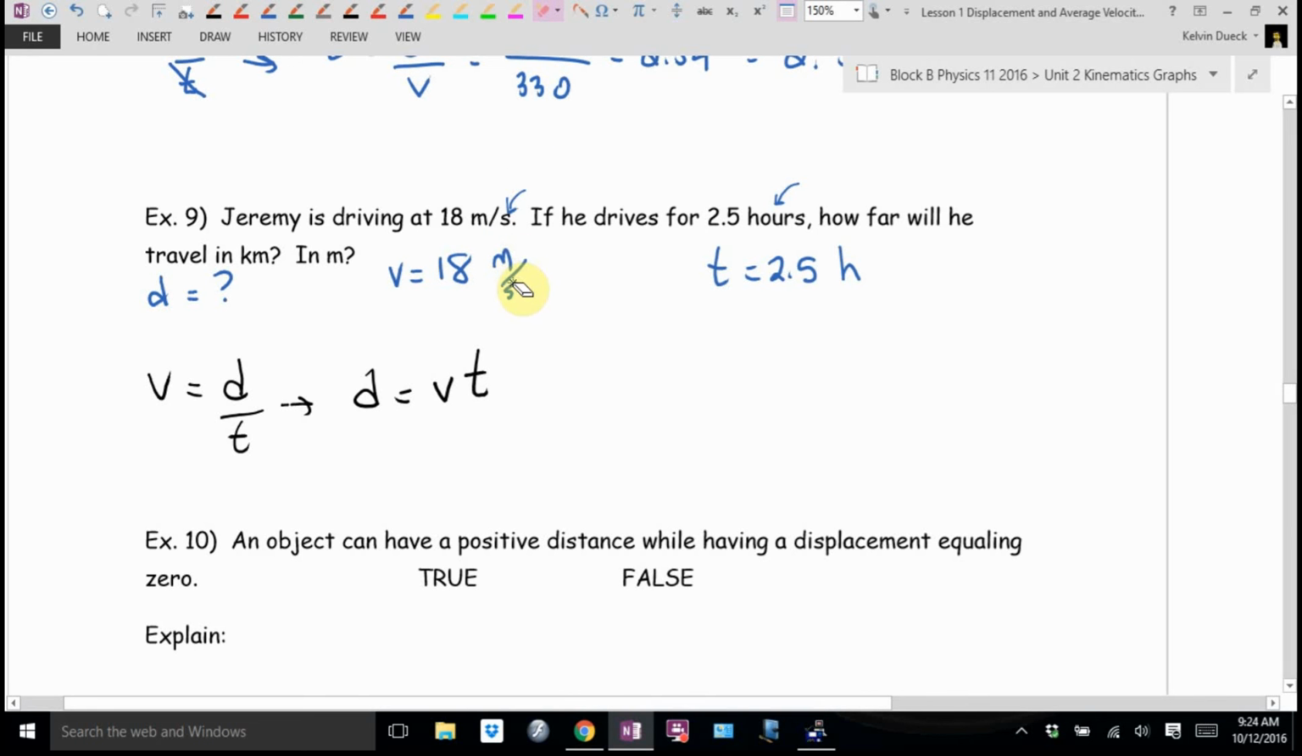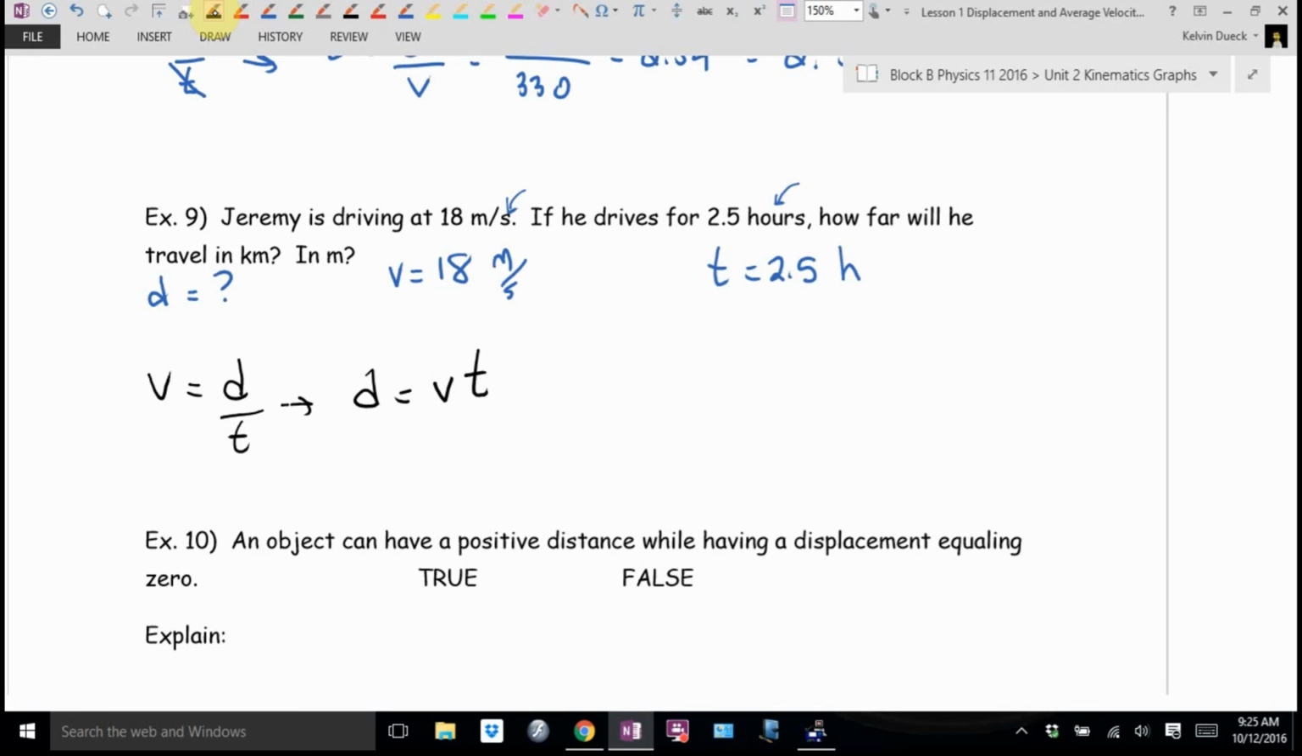18 what? 2.5 what? Ugh. You know what? We could convert this to seconds, or we could convert this to kilometers per hour. Either is fine. Wait. What do they want my answer in initially here? Then let's convert this to kilometers per hour, because that should give us an answer in kilometers.